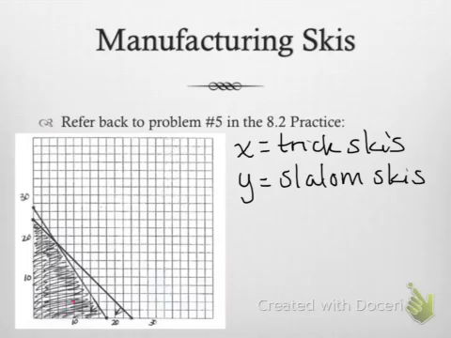Or maybe I could do 1 trick ski and make 16 slalom skis, right about there. Sorry, this would have been a 6 down here. Okay, but you get the idea. Any point inside of that shaded region would be a possible combination of x and y.